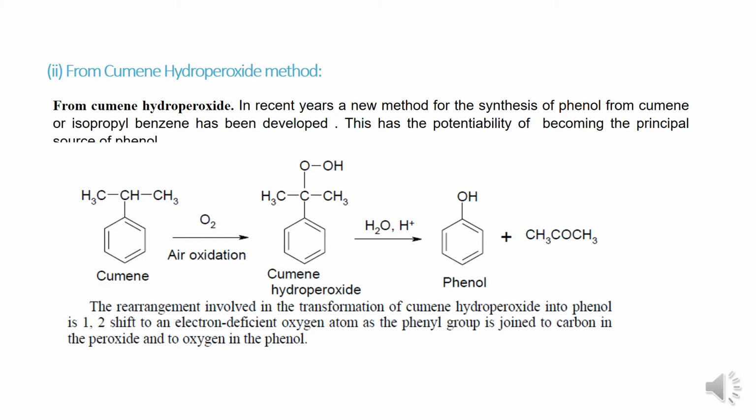Okay, this is how the transformation of cumene hydroperoxide into phenol occurs. This is via a 1,2 shift to an electron deficient oxygen atom, as the phenyl group is joined to the carbon in the peroxide and to oxygen in the phenol.